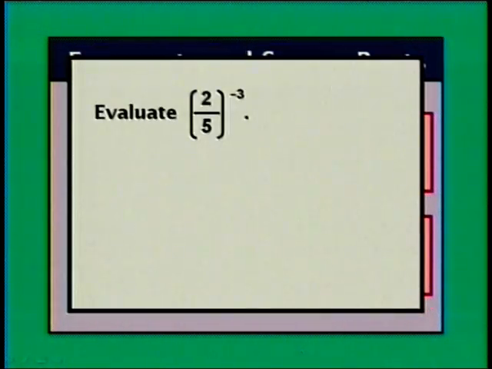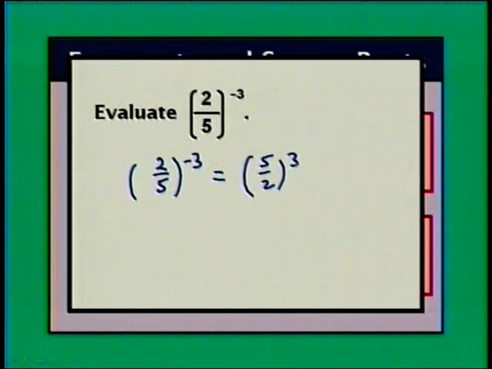Let's use these two rules to evaluate 2/5 to the negative 3. When you're performing numerical calculations with exponents, you're never going to get anywhere as long as any of the exponents are negative. So the first thing I'm going to use is that reciprocal rule that we just saw. We can make this exponent positive if we reciprocate 2/5 to 5/2. Now I can use the quotient rule to distribute the exponent to both the numerator and denominator of the fraction. So this is 5 cubed over 2 cubed, which is 125 over 8.